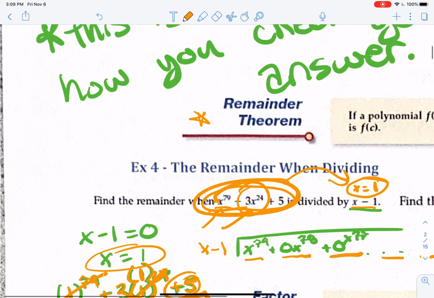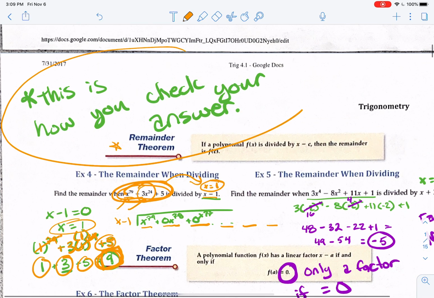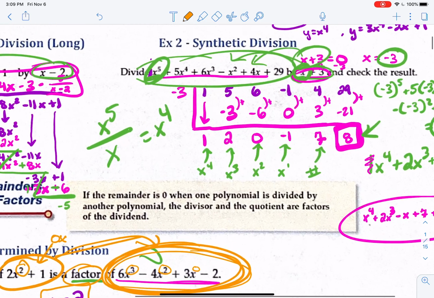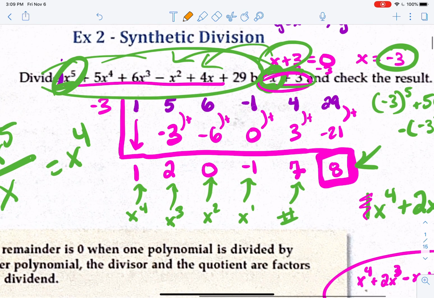So we said that this is a really good way of checking your answer, okay? So up here in this example, when we did synthetic division, I divided everything all out. I got to the very end, and I found out that my remainder was 8, okay?